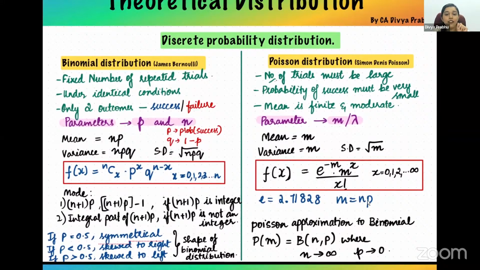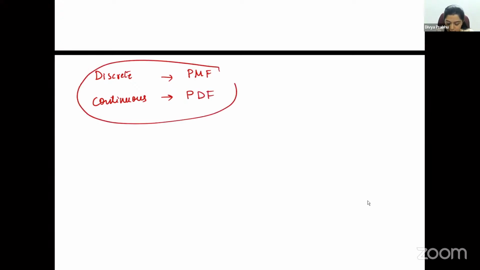Now you have two types of probability functions. One is probability mass function, one is probability density function. So earlier we discussed there are two types of random variable, correct? One is discrete random variable, another is continuous random variable. Discrete random variable follows probability mass function and continuous random variable follows probability density function. Again, this can be asked as a theory question. Discrete random variable follows probability mass function. Continuous random variable follows probability density function.